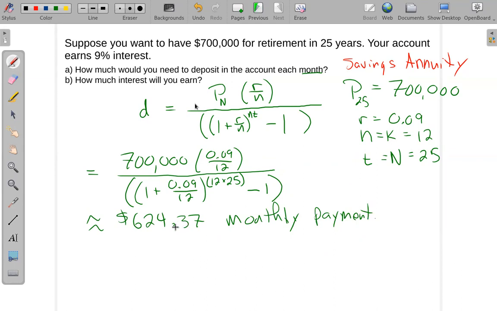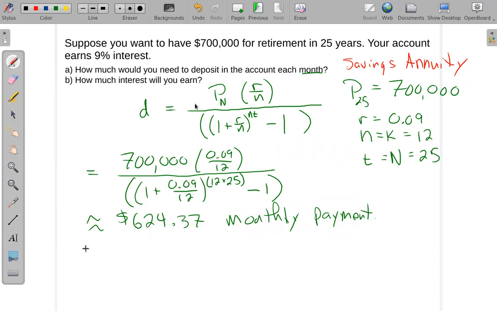Now to figure out how much interest I earn, the first payment I put in makes the most interest over time, and then each additional payment has one less month consecutively for how much it's going to earn, until the last payment only earns interest for a month. So every payment I put in earns a slightly different amount of interest. How do we sort all that out?